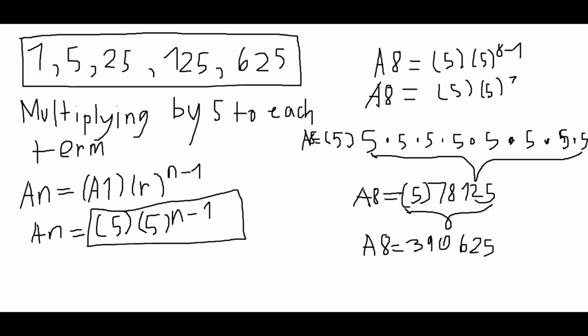A sub n equals 1 times 5 raised to the power of n minus 1. A8 equals 1 times 5 raised to the power of 8 minus 1. A8 equals 1 times 5 raised to the power of 7. A8 equals 1 times 5 times 5 times 5 times 5 times 5 times 5 times 5.